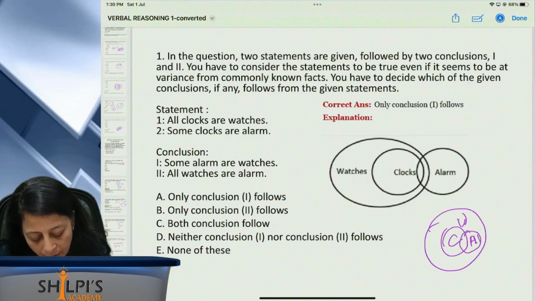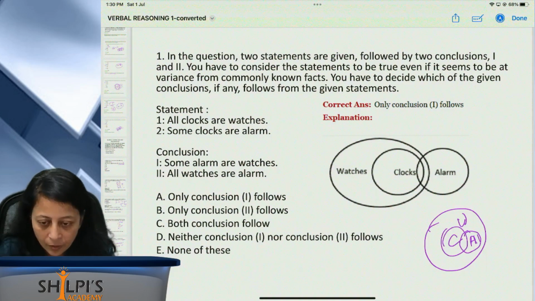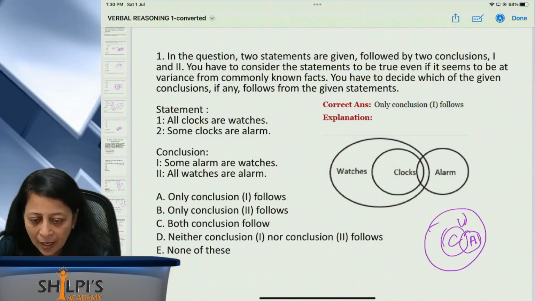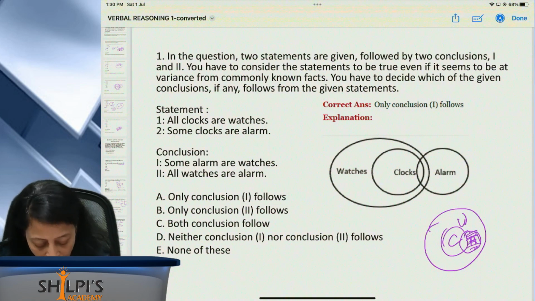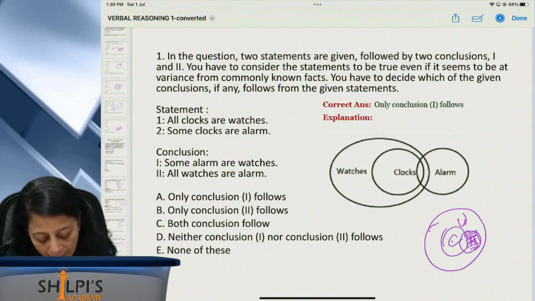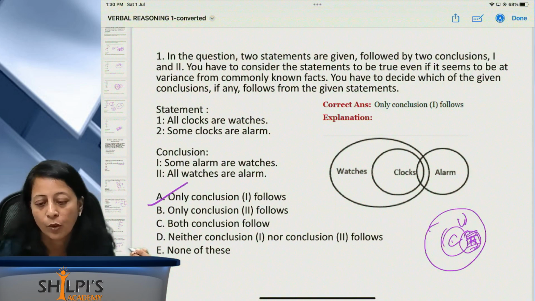This is a given type of question. Okay. So what is the conclusion? Some alarms are watches. Let us see here. Some alarms are watches. Yes, because for some alarms only a part is coming under your watch. So this is perfect. All the watches are alarms. All your clocks are only watches. All your watches are not alarms. Okay, it is inside. Alarm is inside the watch and watch is not inside the alarm. So only conclusion 1 follows. Okay.